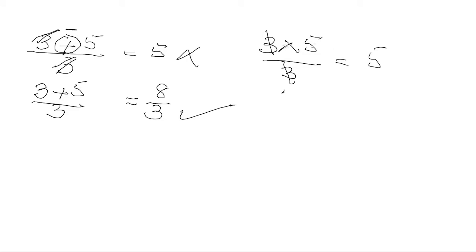Why? 3 times 5 is 15. 15 divided by 3 is 5. So this method is correct. But this method cannot be applied here when you have plus or minus in between. So you can do cancellation top and bottom only when you have multiplication in between. That is the first basic mistake done by many students. Then I go to the next example.